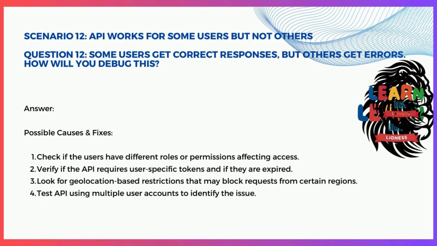2. Verify if the API requires user-specific tokens and if they are expired. 3. Look for geolocation-based restrictions that may block requests from certain regions. 4. Test API using multiple user accounts to identify the issue.